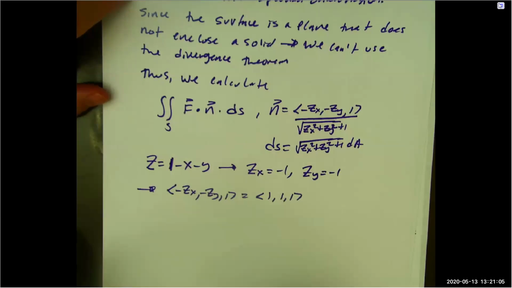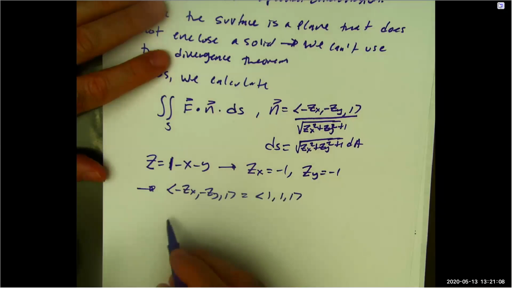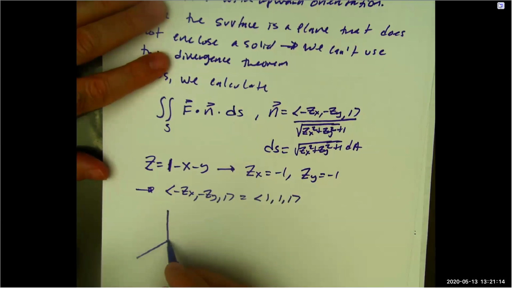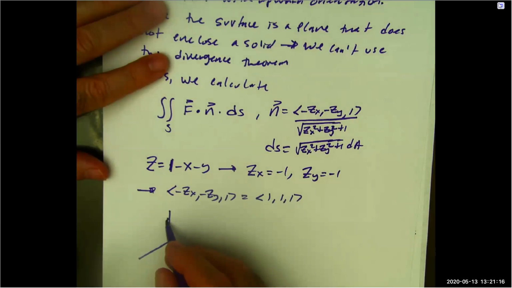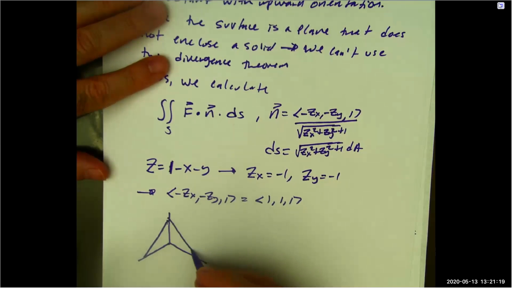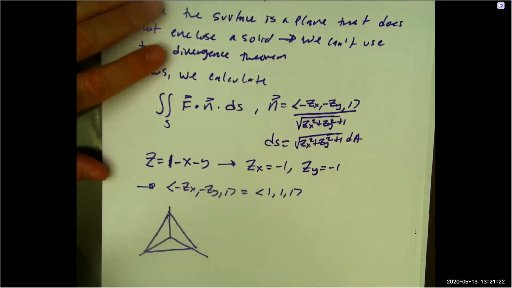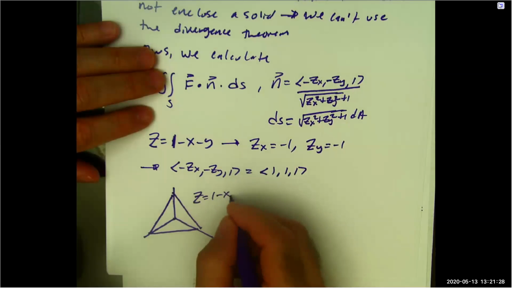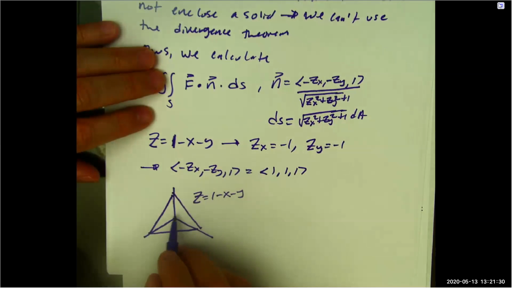So in this case, if we look at our surface, so we have this plane. So this is going to be Z equal to 1 minus X minus Y. And we're orientating the normal so that it points up. So in this case, our normal is going to be coming right out of there like that. And so the normal is coming out, and so it's pointing up.